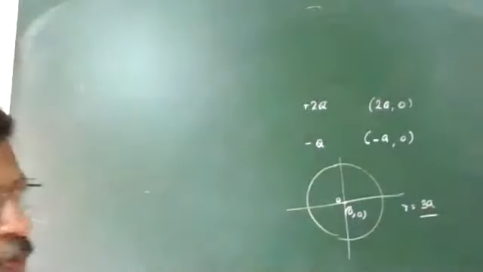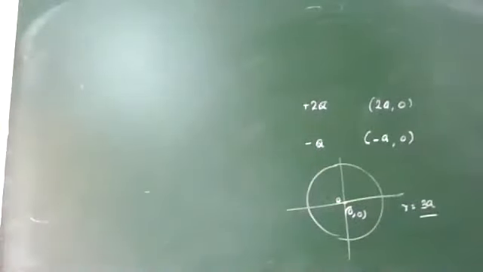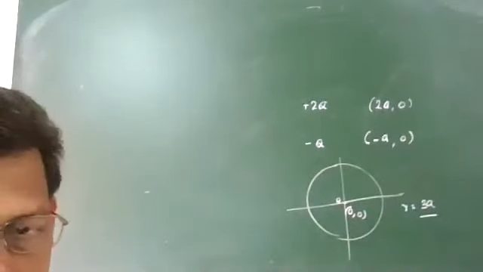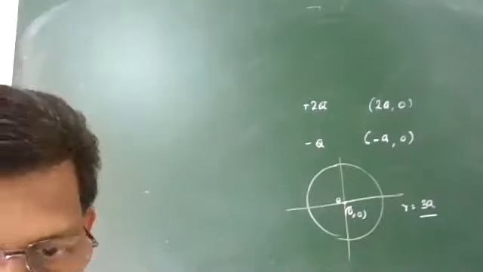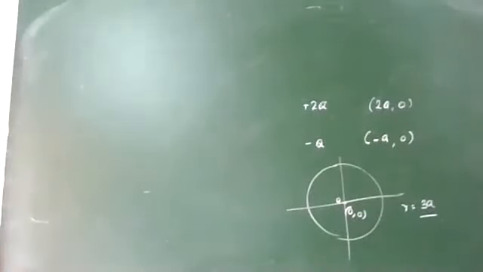Find the flux through a sphere of radius 3A with its center at the origin of the coordinate system. The two charges plus 2Q and minus Q are located at 2A, 0 and minus A, 0 respectively. 1 upon epsilon naught into Q. Okay, correct. The value of Q may be given as 1 microcoulomb, 2 microcoulomb, so you have to use that.